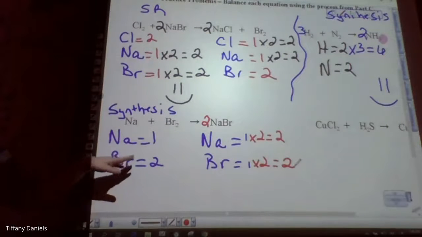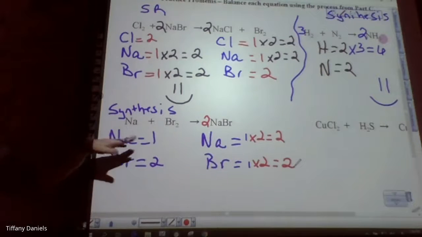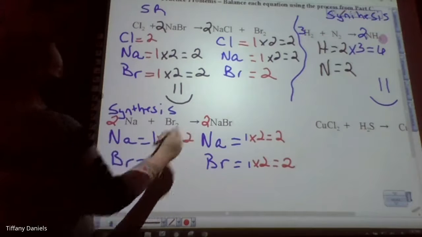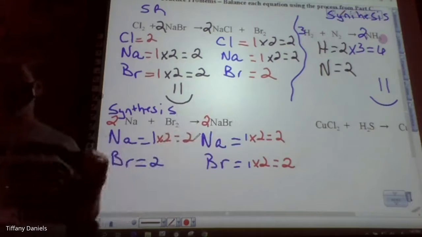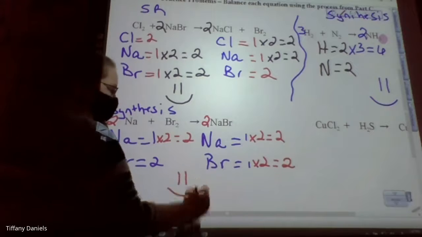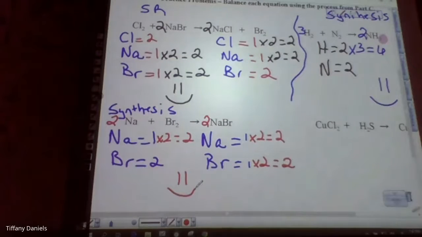Okay. So now my bromines are happy, my sodium isn't. So again, how do I get 2 sodiums over here? How do you get 2 of anything? Times it by 2. So I have 2 sodiums, 2 bromines, 2 bromines, and another happy equation. Yay! That's right. Yay!